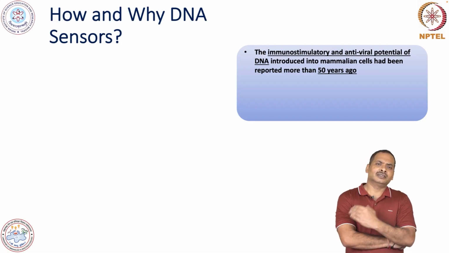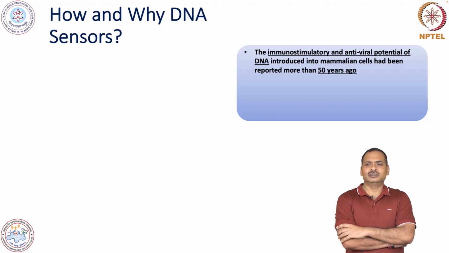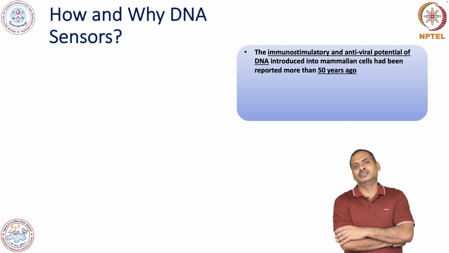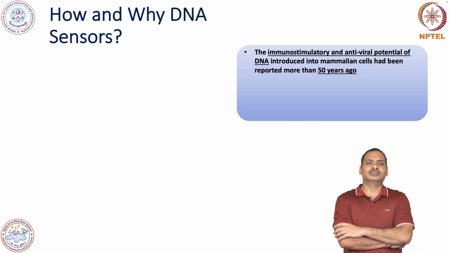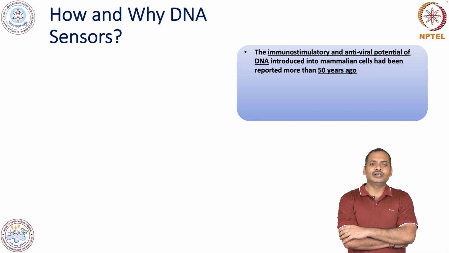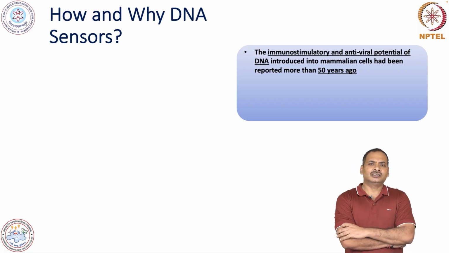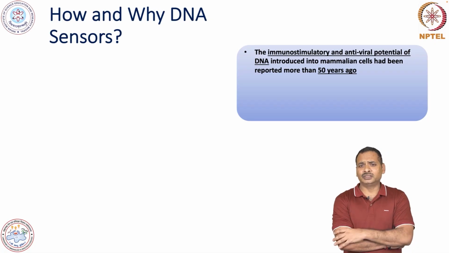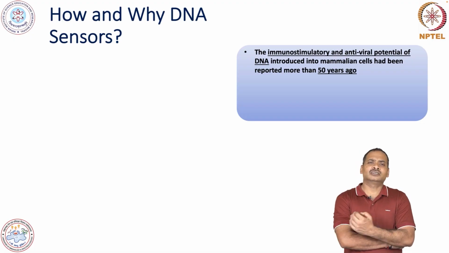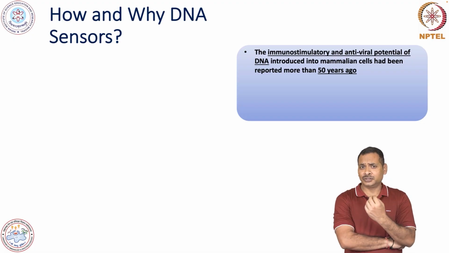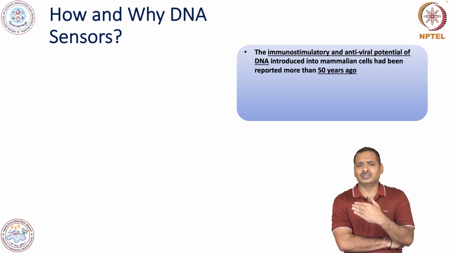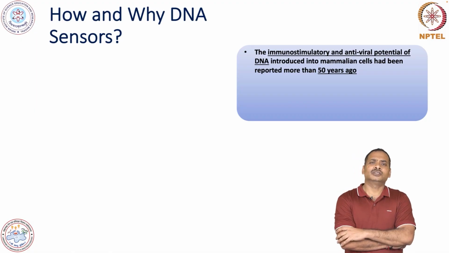DNA in order to induce an antiviral response was noticed by scientists about 50 years ago. And this basically started with one simple observation: when we introduce DNA into mammalian cells, that induces some kind of immunostimulatory response.